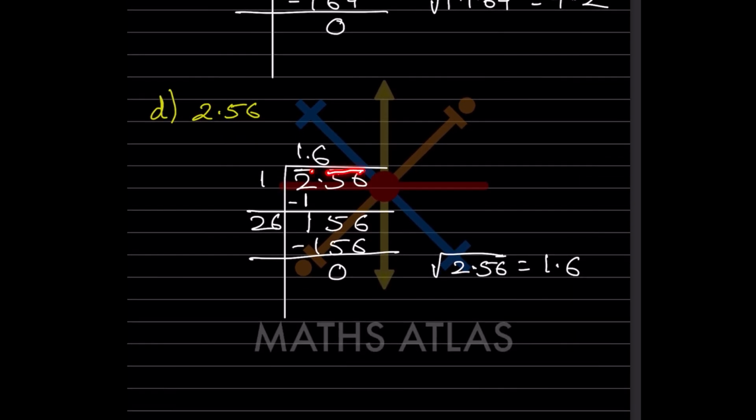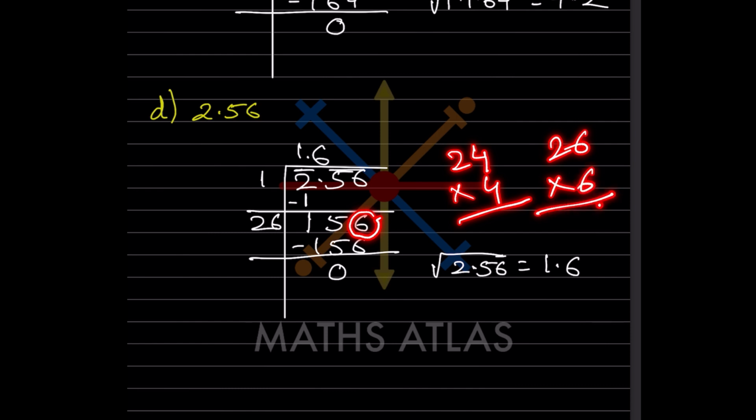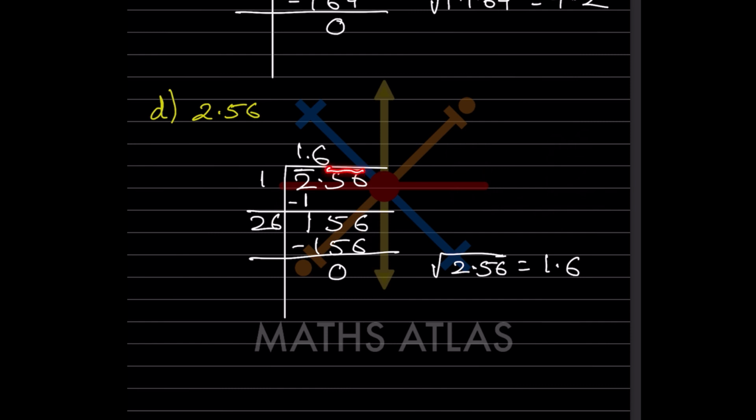Now here 2.56. This is one pair, and this is alone. 1 one is 1, 2 twos are 4. So 1 into 1 plus 1 is going to be 2. The remainder is 1, which is a smaller number, so we take these 2 digits down. Now the units place is 6, so it should be either 24 or 26. You can check: 24 is not possible, it will be a smaller number. So 26 into 6 is 156. The decimal is after two numbers, so in the root it should be after 1. So the root of 2.56 is 1.6.